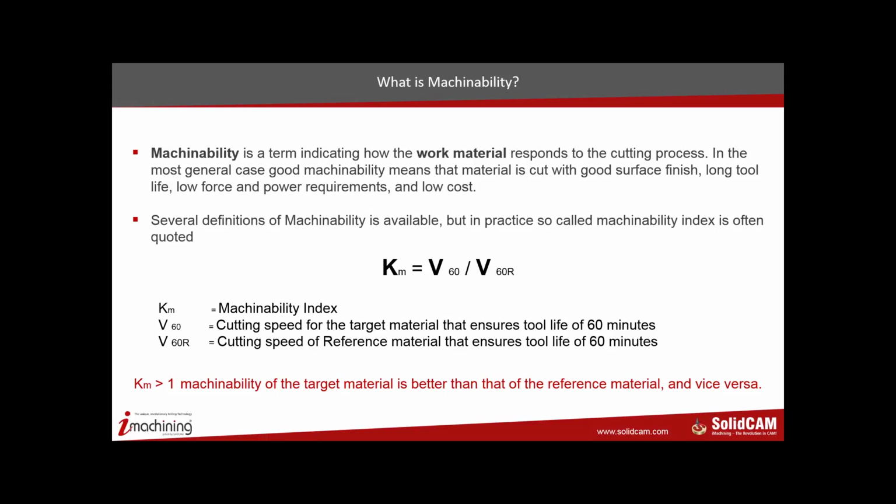If the machinability factor Km is 1 or more than 1, it means the target material has a better machinability than the reference material, or equal machinability to the reference material, and vice versa. So if you have the machining index less than 1, it means the target material is much more difficult to machine. So how do we use this formula?